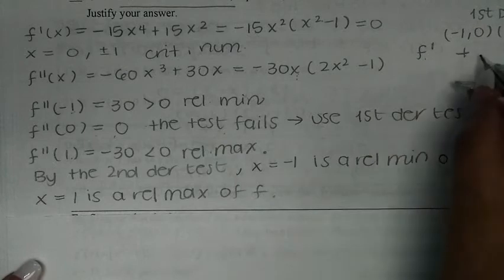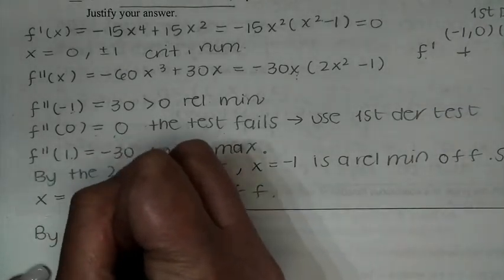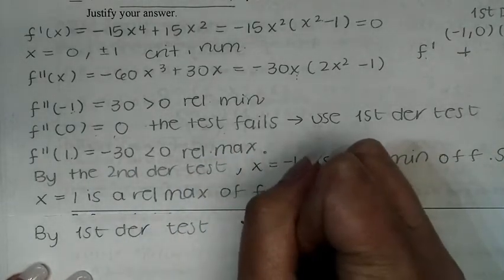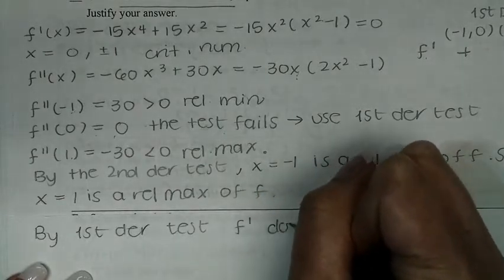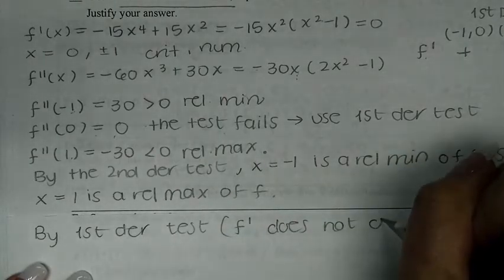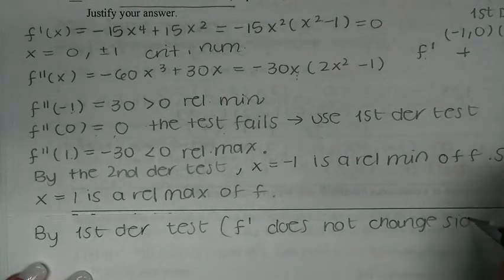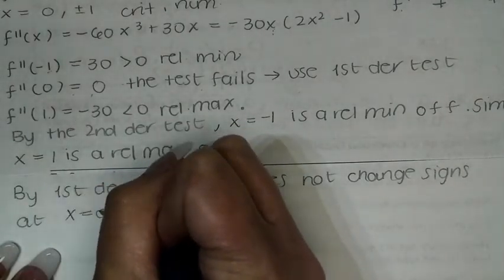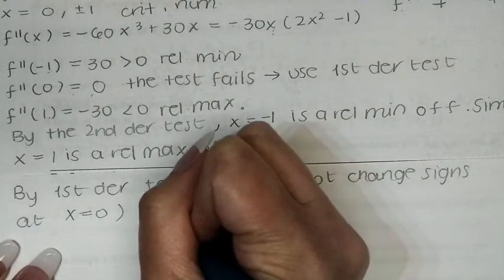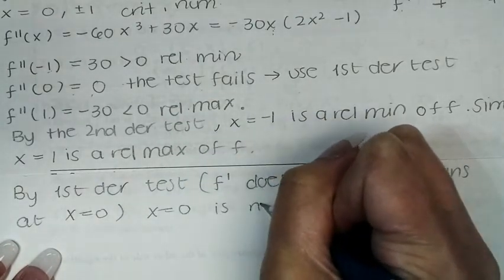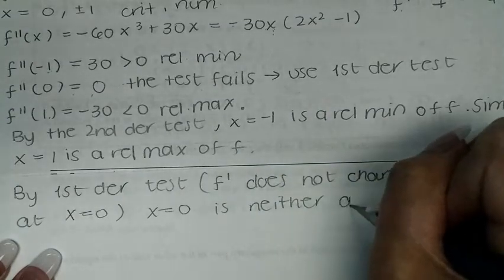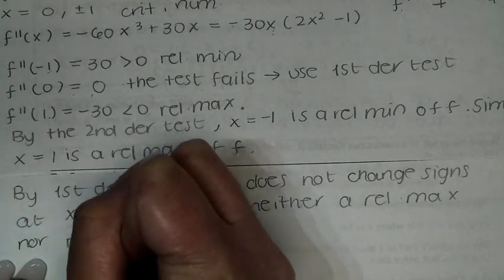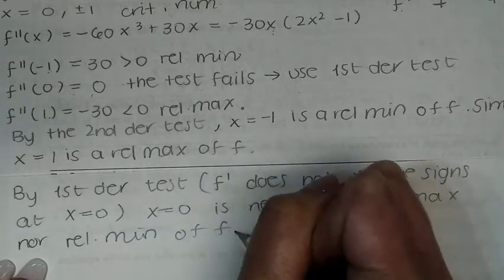What we can do for this one is use the first derivative test. The first derivative test tells you that f prime does not change signs at x equals 0. So x equals 0 is neither a relative max nor a relative min of the function f, and that's pretty much it.